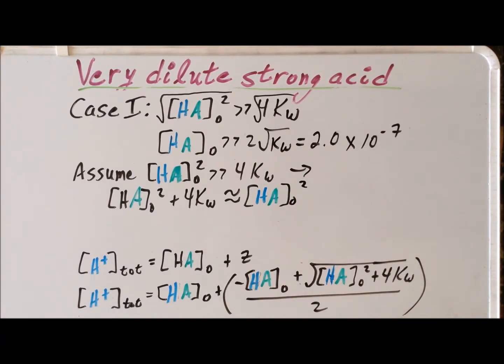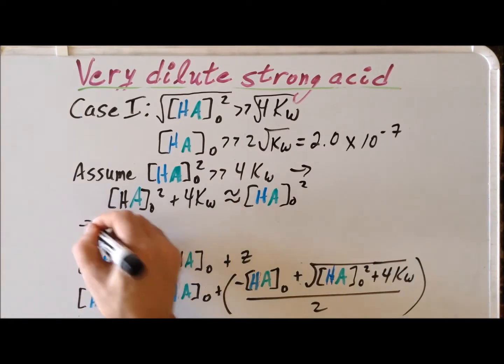Which is our expression underneath the square root sign. So now, this expression here is just the square root of the square of HA squared. So that turns this term here into simply HA sub 0. So now we have minus HA sub 0 plus HA sub 0 all over 2. So this whole term now becomes 0 with this assumption.